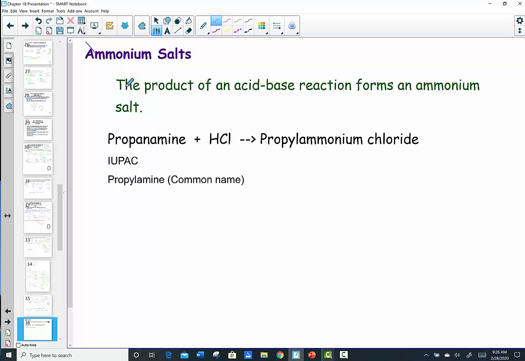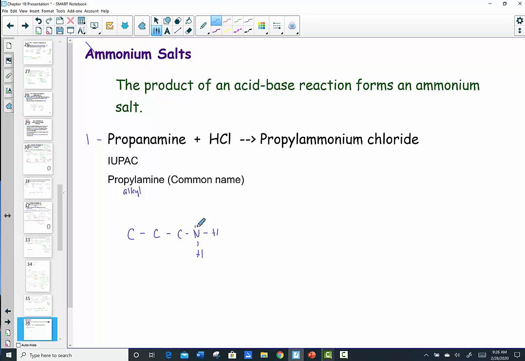As an example, the product of a reaction, just getting us back into the groove of what we're looking at, propane amine, which would be propylamine for a common name. And this actually should have a 1 propane amine, giving us a locant for IUPAC. And the common name is using the alkyl, letting us know that the amine is at the terminal end.